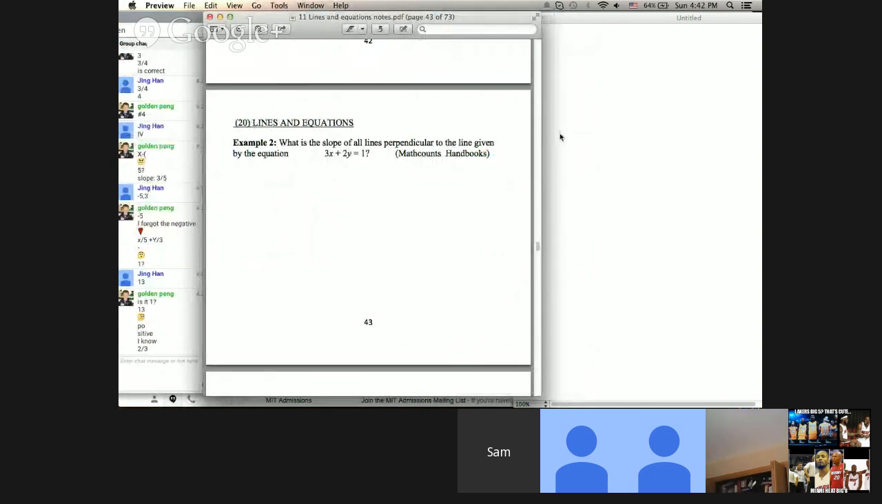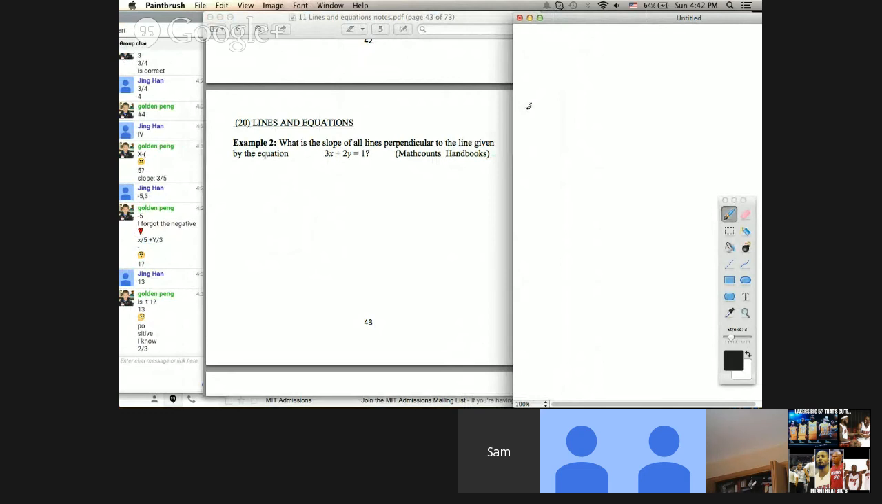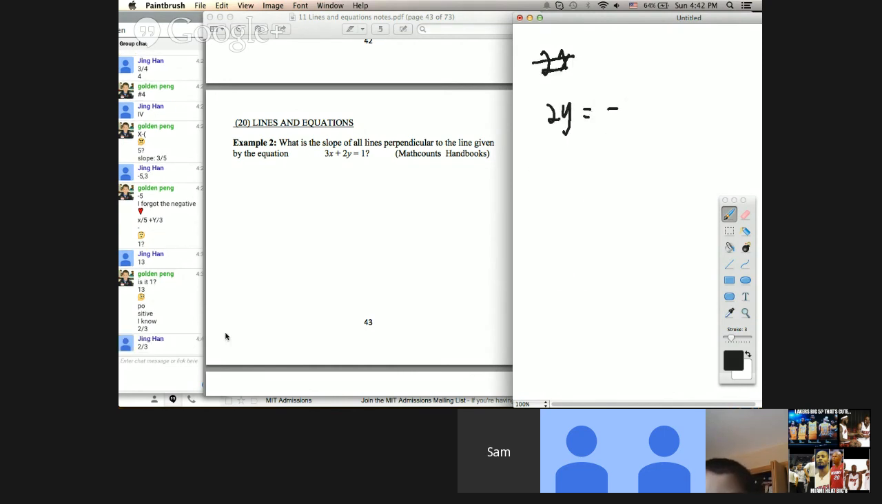Right. So the correct answer is 2/3. Nice job. I don't know why nobody else has responded. That's okay. So it's 2/3. Basically the slope is the negative inverse. So we find the slope first. So 2y equals negative 3x plus 1, and then solve for y. y equals -3/2 x plus 1/2.